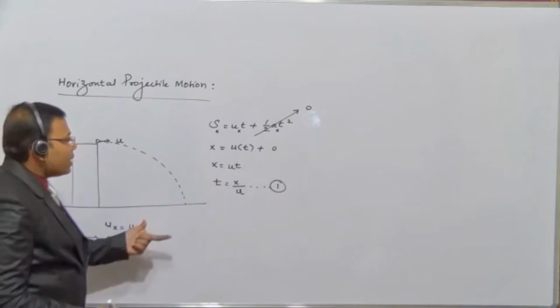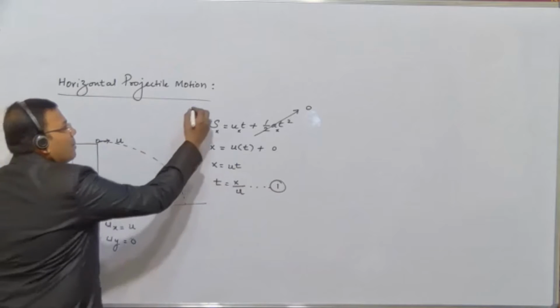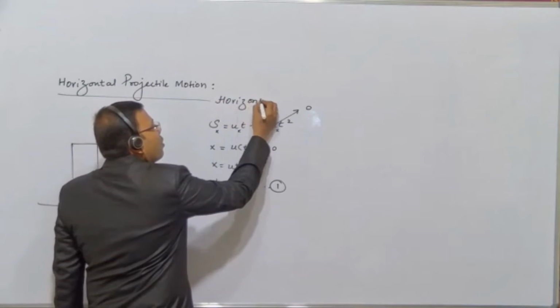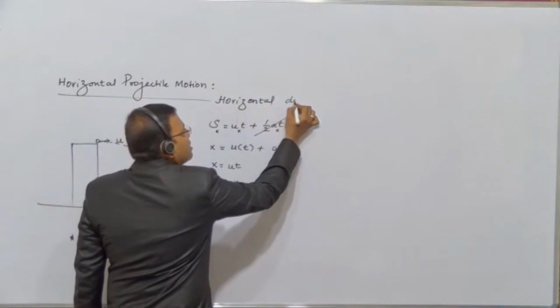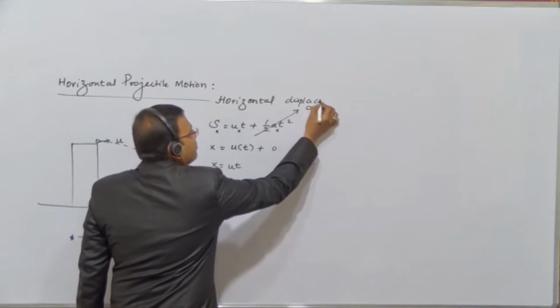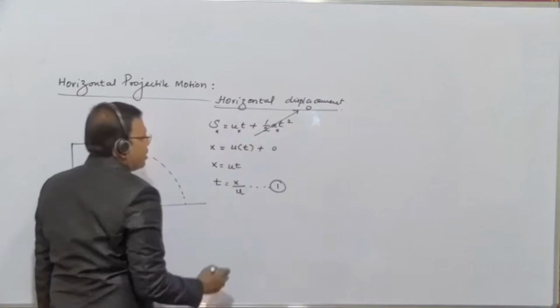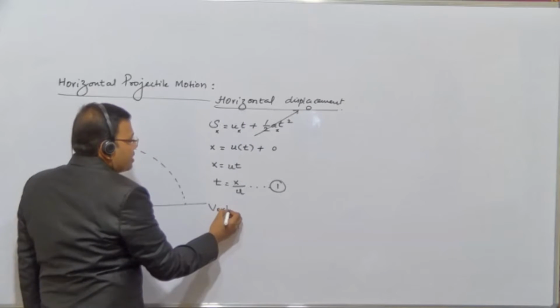Now second, for vertical displacement or vertical motion, यहाँ पे मैं लिख देता हूँ बेटा आपकी अंडरस्टैंडिंग के लिए. This I am writing for horizontal displacement. ठीक है. Next we are going for vertical displacement.